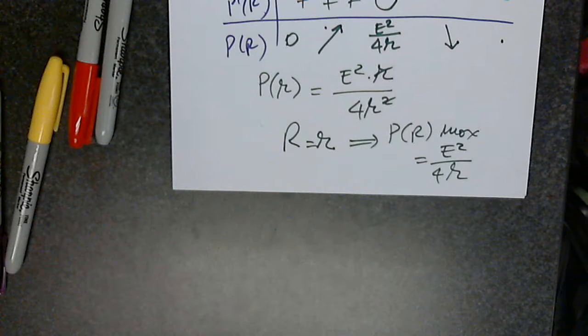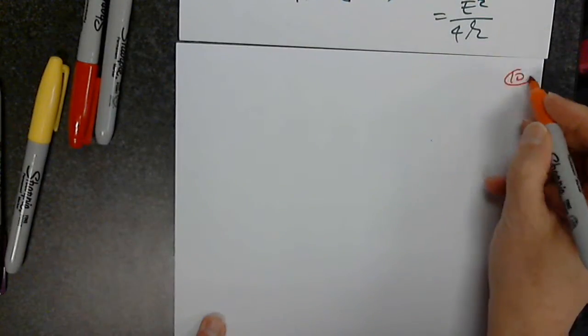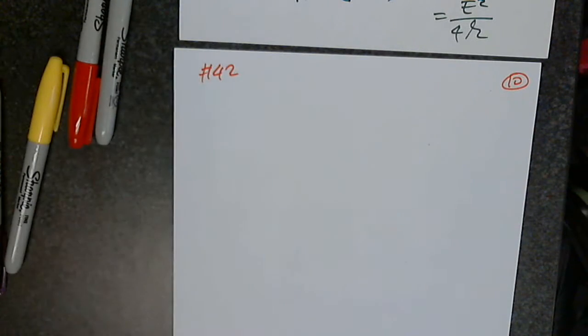Okay, let's look at an object with a weight such and such. Number 42. Yes, 42. For number 42, you don't need my help.